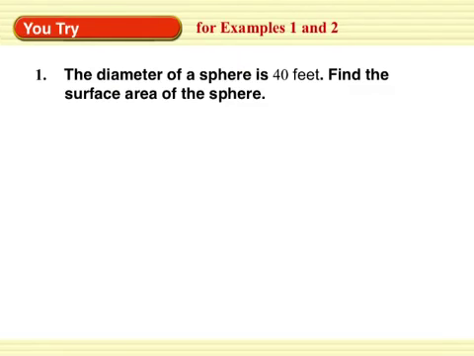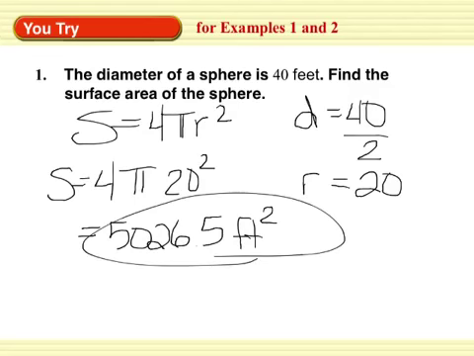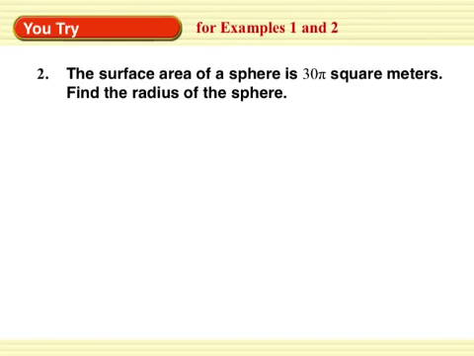You try. The diameter of a sphere is 40 feet. Find the surface area of the sphere. Push pause. Okay, they gave us the diameter, so first I had to find the radius. The radius is half the diameter, which is 20. Surface area is 4 pi r squared, with r being 20.